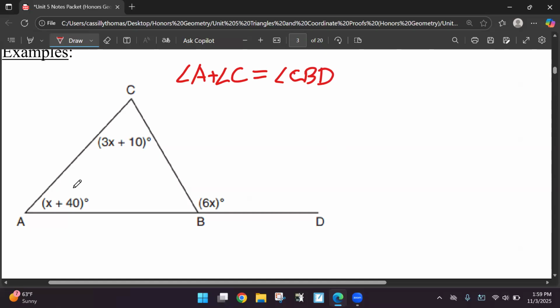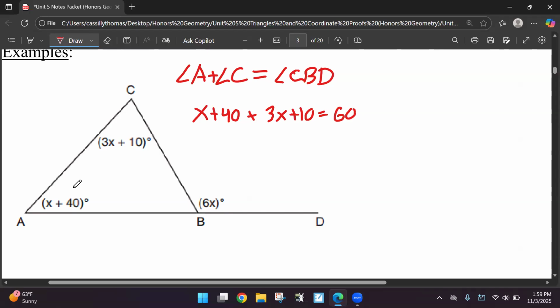All right, so let's just plug in the expressions. Angle A is x plus 40. Angle C is 3x plus 10. And angle CBD is 6x. That's all we're doing, right? We're using that exterior angle theorem from up top to get this expression. That's the hard part about geometry, is all the algebra. It's using the ideas and the concepts of geometry to make these algebra expressions.